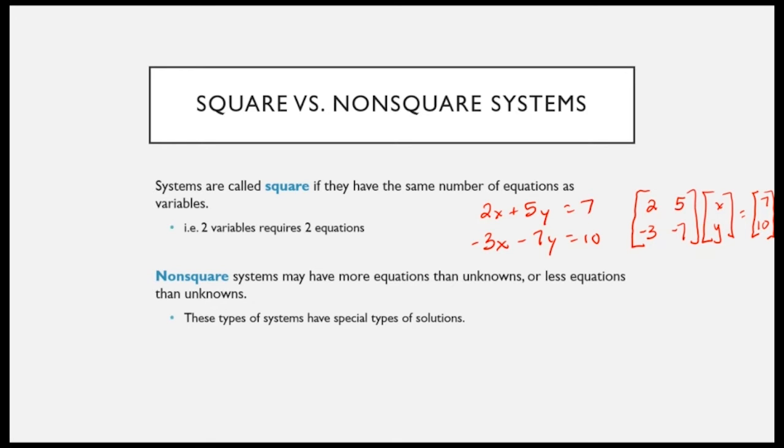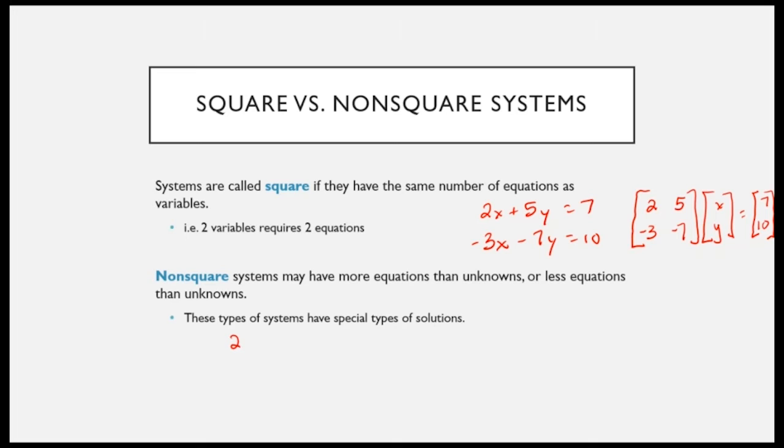Non-square systems either have more equations than unknowns, so you might have two variables and three equations, or more unknowns than equations, so maybe you have three variables and two equations. These will look like a rectangle, thus non-square.